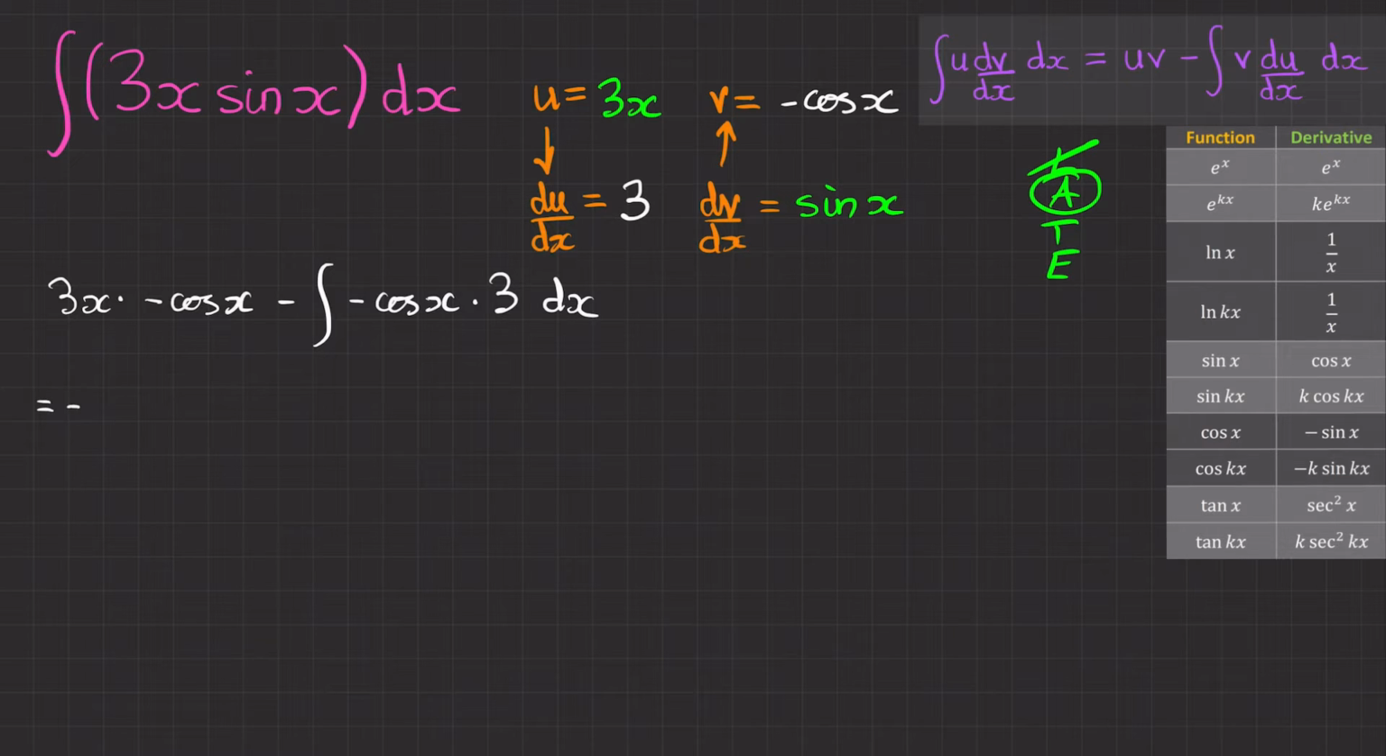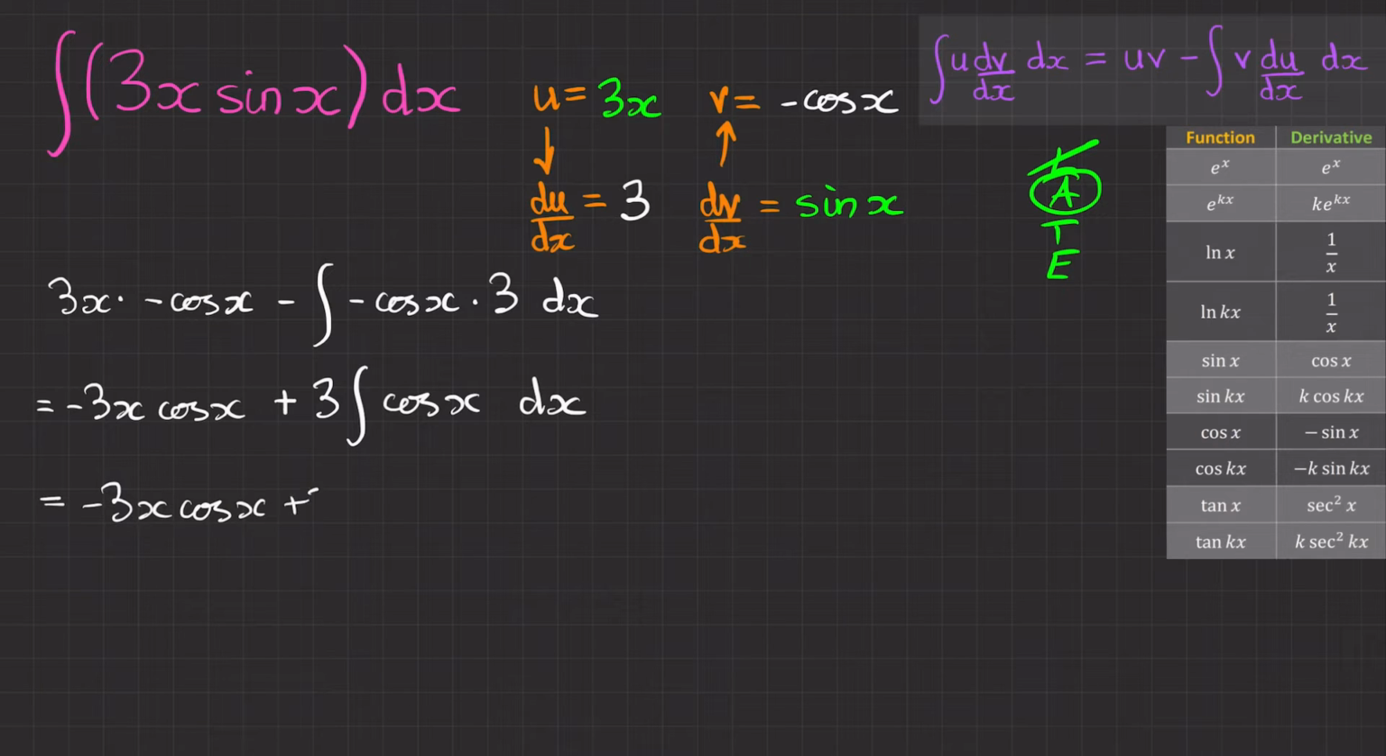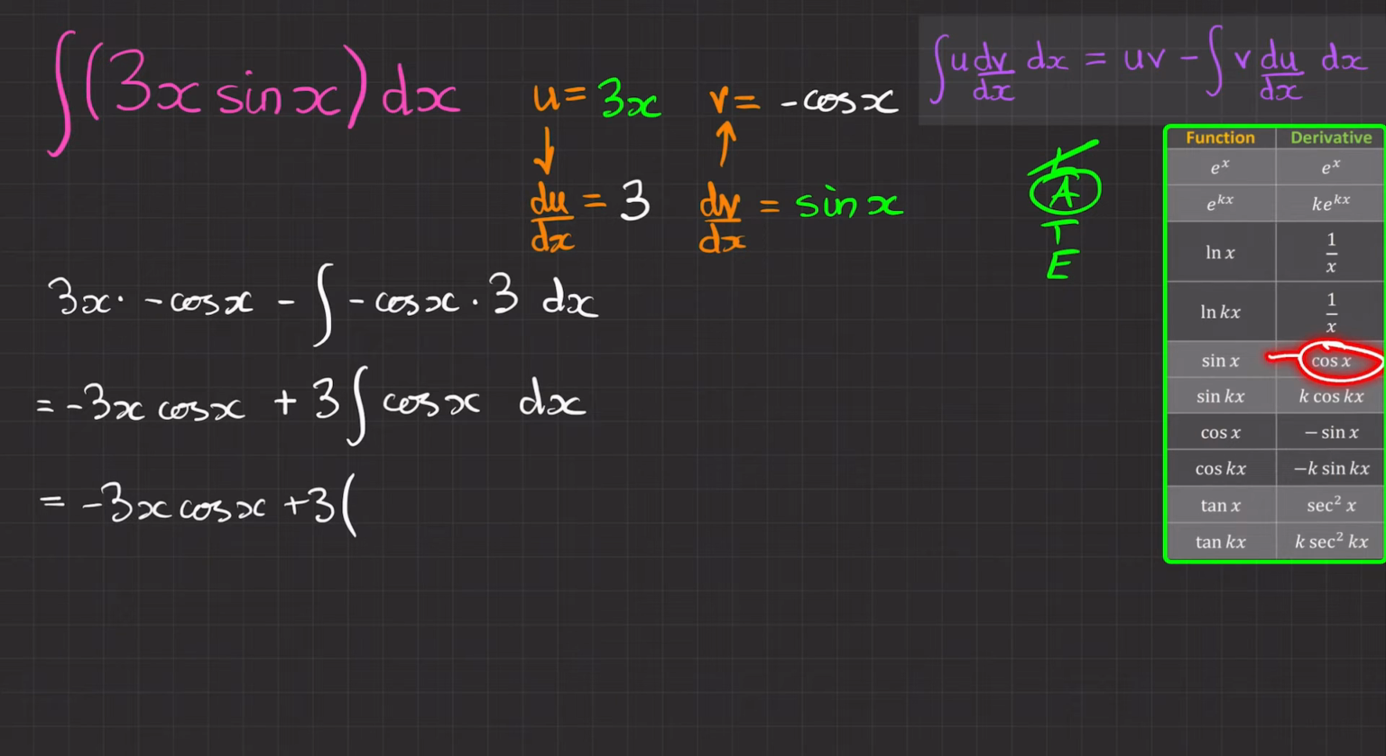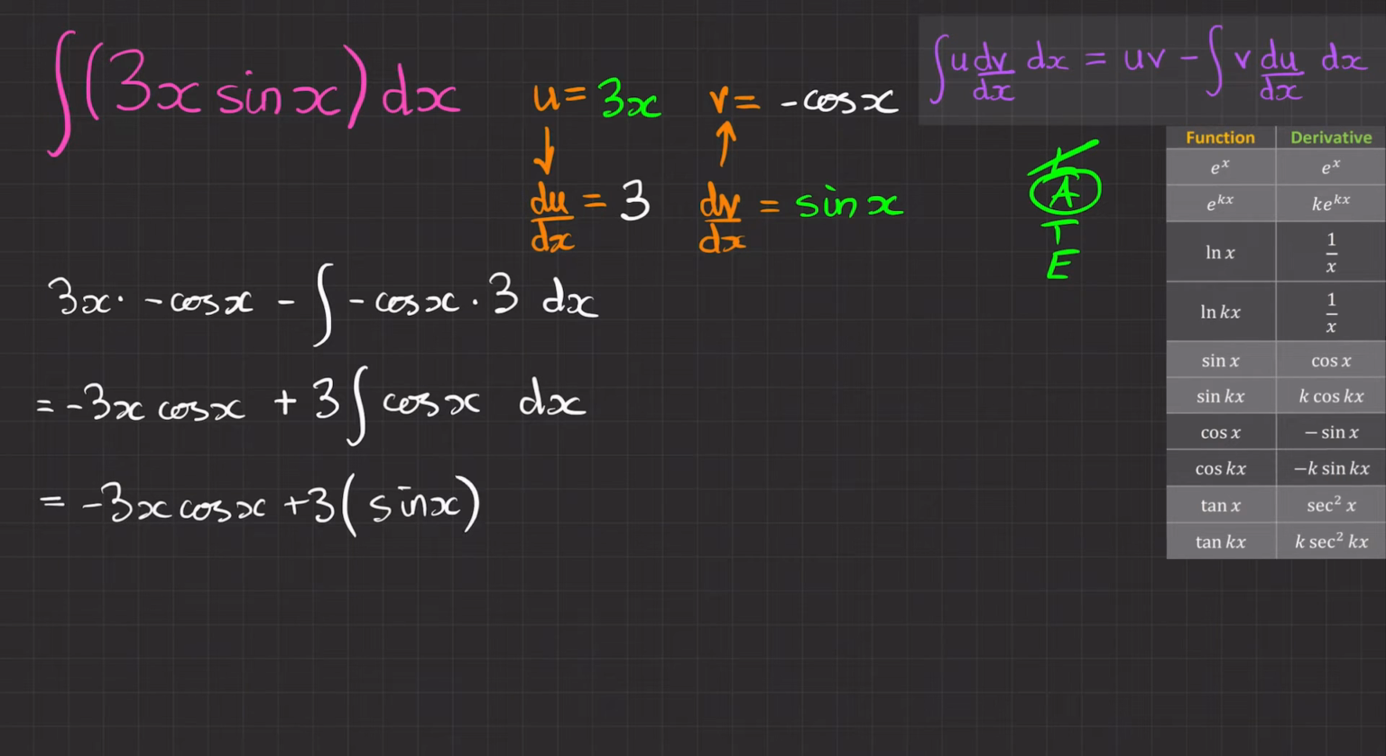Tidying this up a bit, we'll have minus 3x cos x plus 3 lots of the integral of cos x dx, which is minus 3x cos x plus 3 lots of, well, the integral of cos x, looking at our table, we've got cos x here, and that will integrate to sine x. So sine x, giving us a final answer of minus 3x cos x plus 3 sine x plus c.